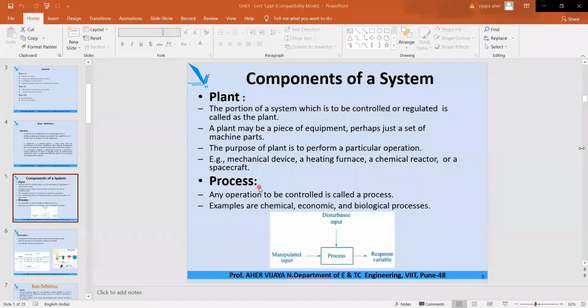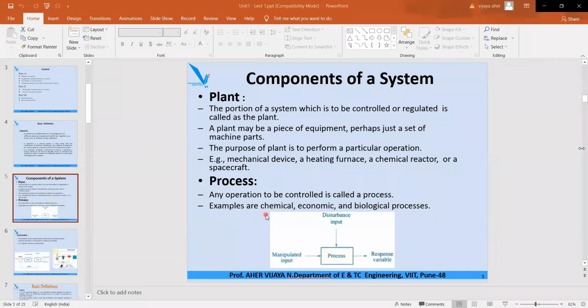Any operation. For example, regulated temperature, regulated water, a heating furnace, all these are processes. Boiling water is a process. Boiling milk is a process. Making tea is a process. Anything that can transform one form into another form is a process. So any operation which is to be controlled is called a process.